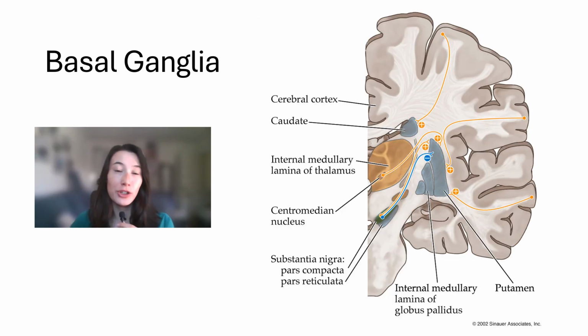Now, this is the image that we are all probably most familiar with when we start to learn about the basal ganglia. It's a cross-section of the brain. You're looking anterior to posterior. In that case, this specific image is showing the person's left cerebral hemisphere, right? It's the left side of the brain.